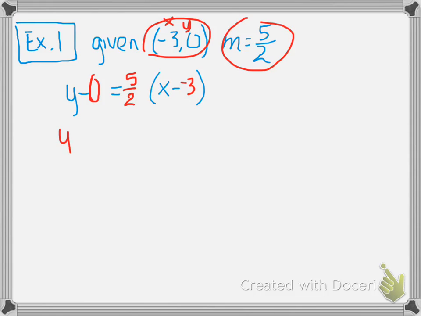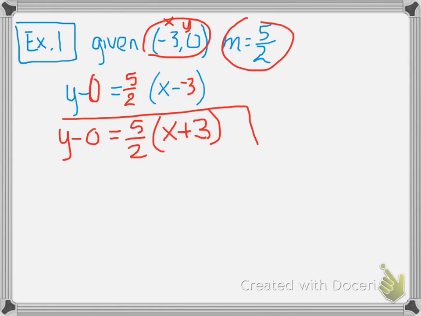So this is what it would look like. y minus 0 equals 5 halves, and this x minus -3 is going to change to x plus 3 because it keeps the change. You do not want to have the negative or the double signs. That's not considered simplified. So that's how easy that is.